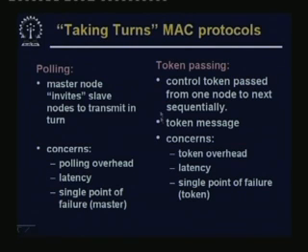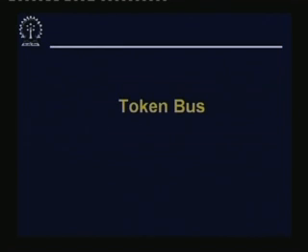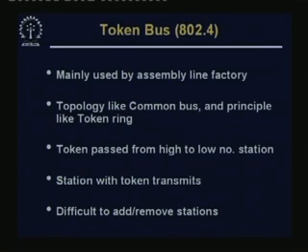We are going to focus in this lecture and the next on token passing. A control token is passed from one node to the next sequentially. There is a token message, and concerns include token overhead, latency, single point of failure, etc. So, we will see some systems based on tokens, which use taking turns for MAC. And the first example we are going to talk about is the token bus.